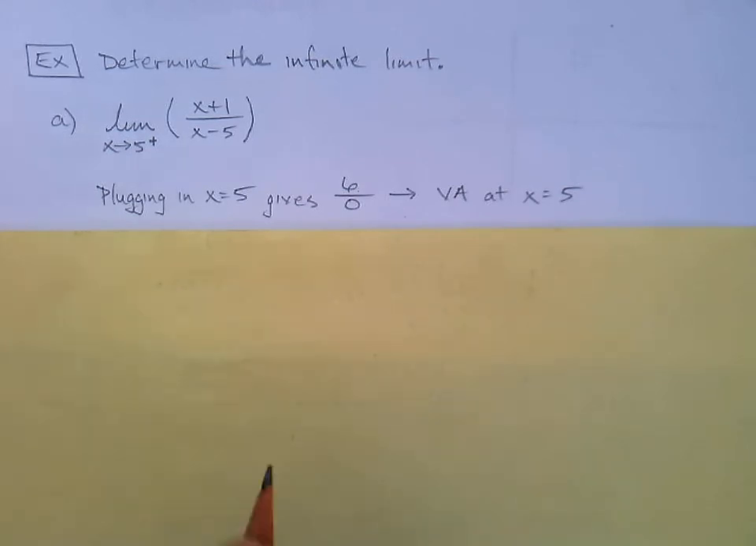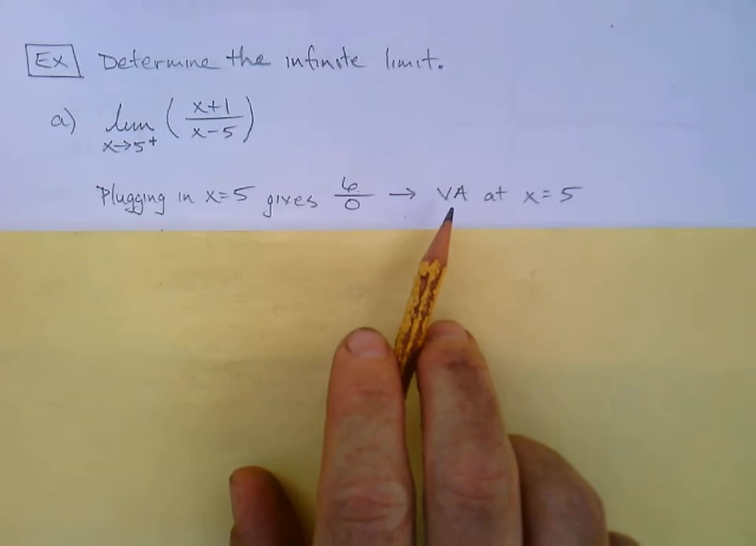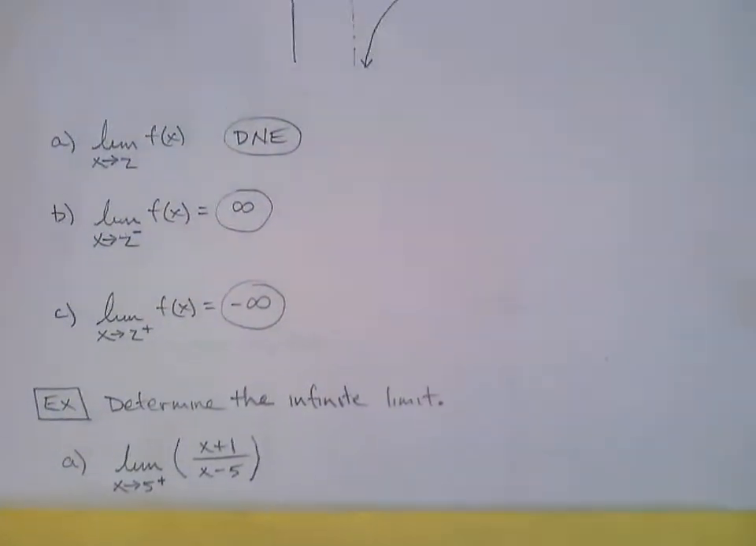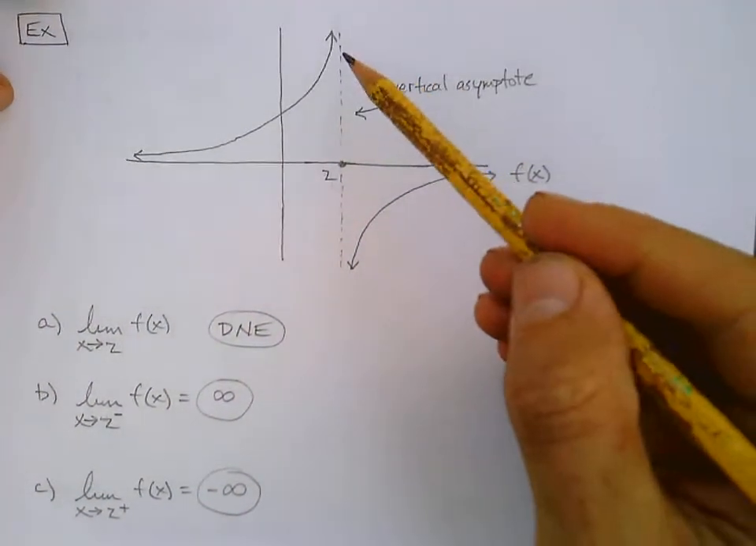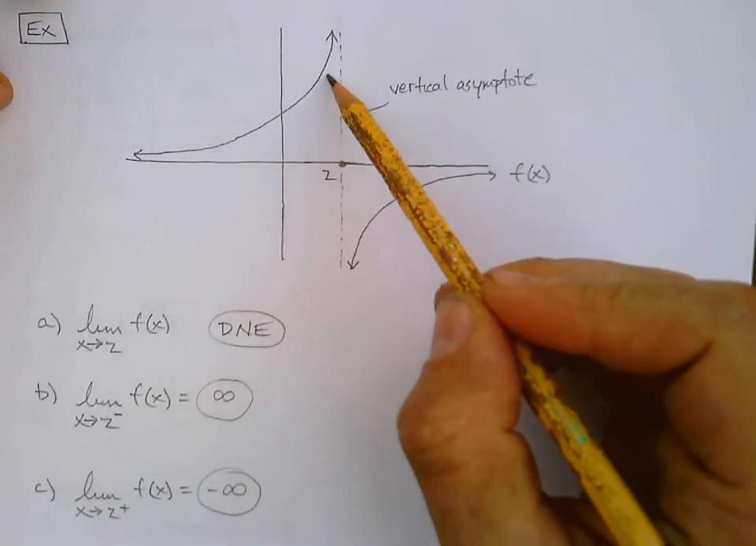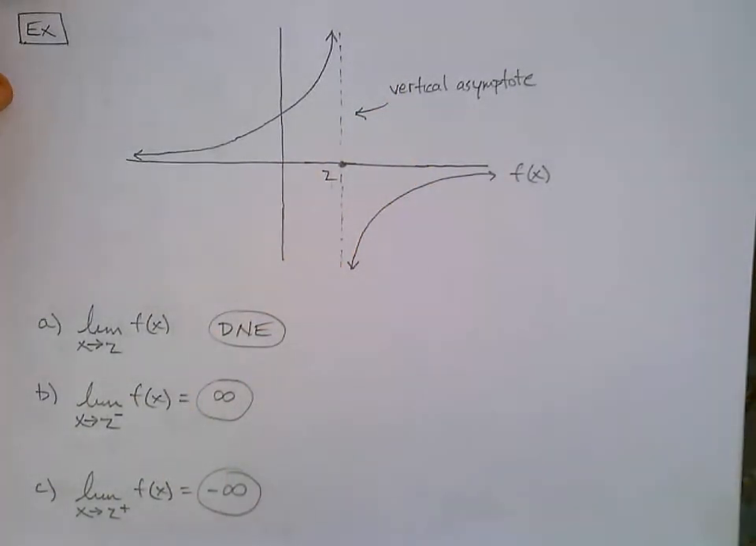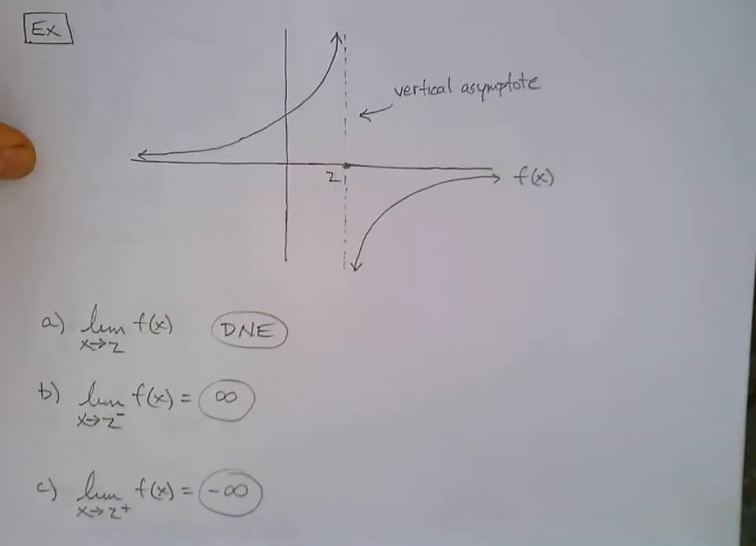Well, actually, this is good news. If we've got a vertical asymptote, then we know the answer to the limit is either infinity or negative infinity. There's only two options, right? I mean, go back to our last drawing. If there's a vertical asymptote, either you're shooting up to infinity or you're shooting down to negative infinity. I mean, right? That's the only two possibilities.